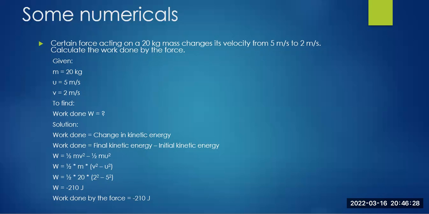Now we substitute the values so that we get W is equal to half into 20 into 2 square minus 5 squared. As we carry out the calculation, we get W is equal to minus 210 joules. So in this case, work done by the force is minus 210 joules. So this is an example where work done is negative. That is, the angle between the force applied and the direction of displacement is 180 degrees.